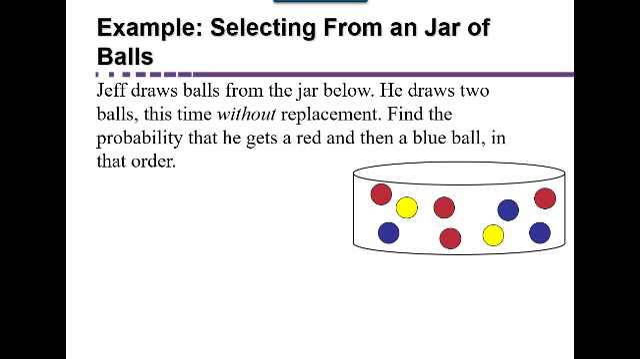Okay, so here we have a jar full of balls of different colors, and it says Jeff draws balls from the jar below. He draws 2 balls without replacement. Find the probability that he gets a red and then a blue ball in that order. All right, so we want to know the probability that he gets a red and a blue ball in that order.